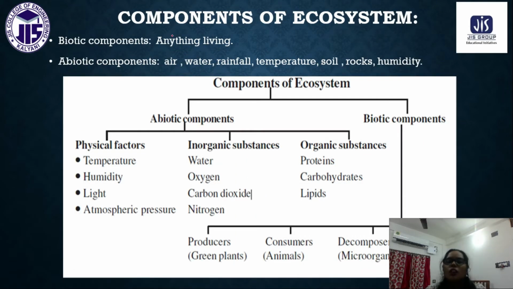Okay, now components of the ecosystem, very important. Generally there are two components we have. As I told you, one is biotic components and another one is abiotic components. Biotic components are whatever living things we have in our surroundings, and abiotic components are like air, water, rainfall, temperature, soil, rocks, humidity, that is any type of non-living materials that we have in our environment.